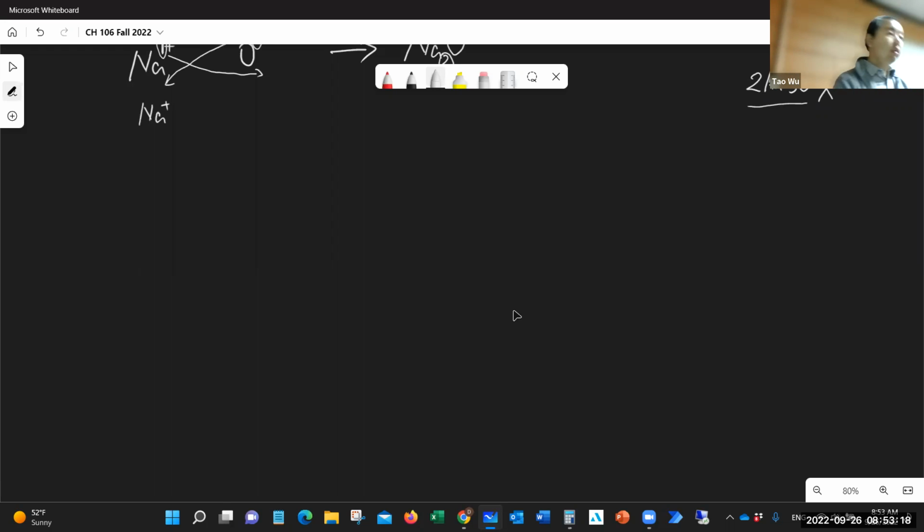So now this is about the monoatomic ion. It looks like the monoatomic ion is easier, right? But there are some exceptions. For example, we have zinc as 2+, and we have oxygen 2-. Based on the rule, what are we going to do? We're going to move the 2 underneath over here, right?